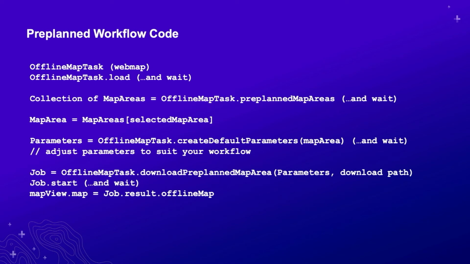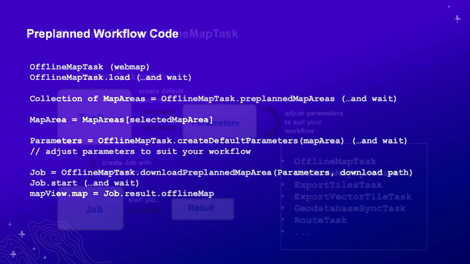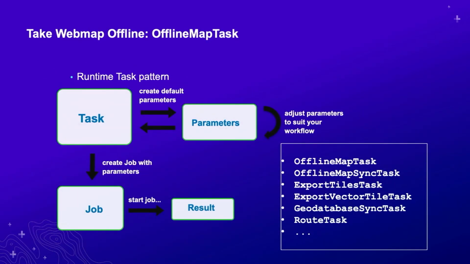And you see your offline map. So here it is in a sort of pictorial form, exactly what I was talking about. You've got your task. You can tweak the parameters based on the user needs and the workflow needs of your use case. You then start a job, passing in that task, and then once the job's finished, you get a result. And if the job is successful, then you can ask the result for its offline map.